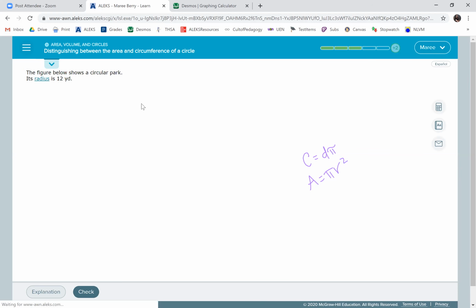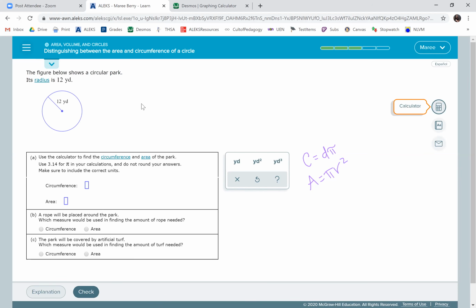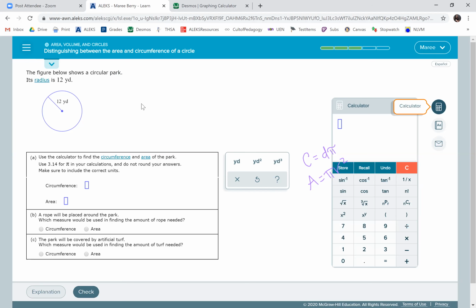And one more. They gave us the radius. So for circumference, we need the diameter. It's 24. You have to times 12 by 2, then times 3.14. That's 75.36, and that's just going to be yards. For the area, we have to do 12 squared and then times it by 3.14. That's 452.16, and that's yards squared.